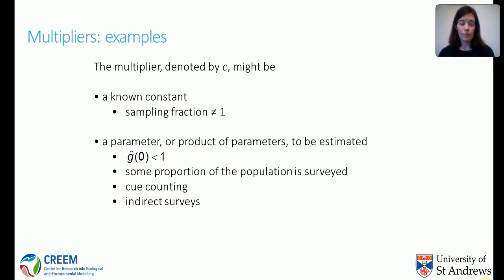In other forms of indirect surveys, we need other multipliers to help us estimate the density of animals from the density of the object that was being surveyed. Dung surveys are an example of indirect surveys, and the parameter that you need is some estimate of dung production rate.